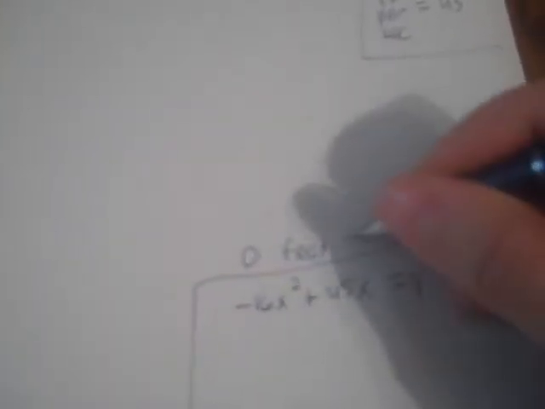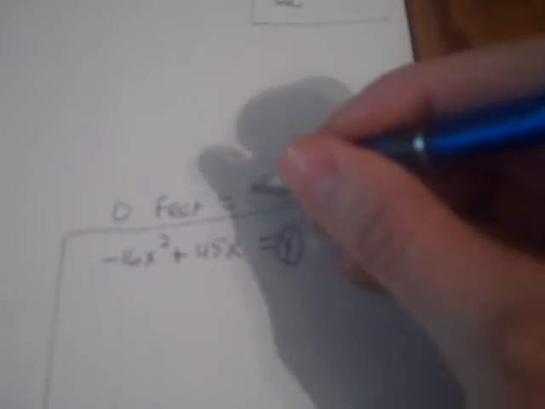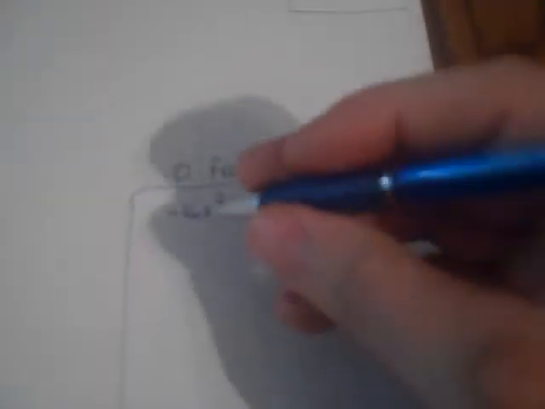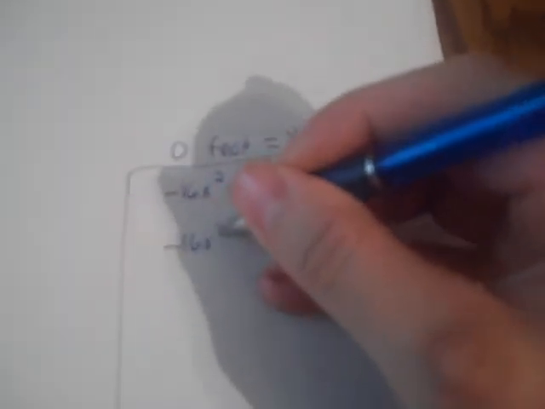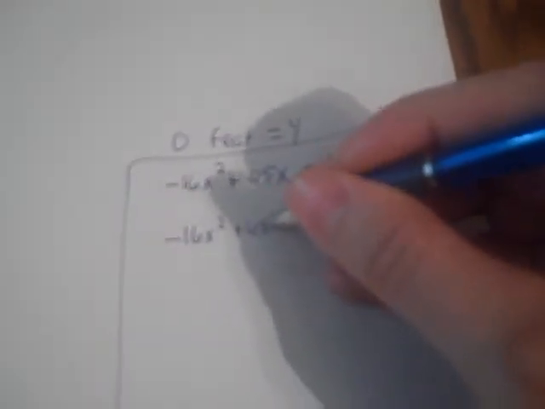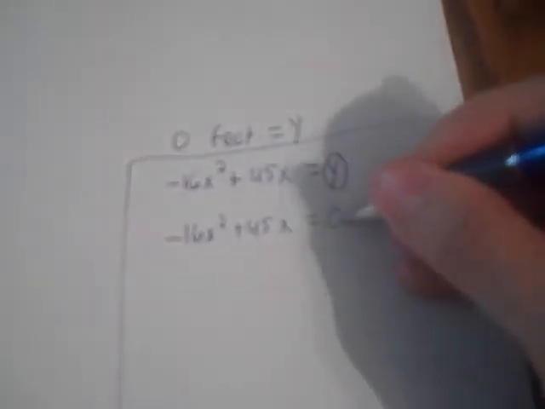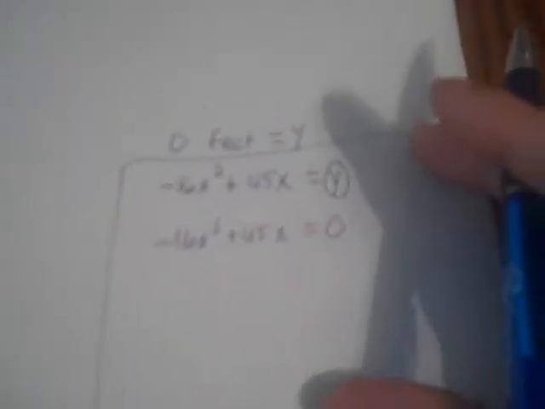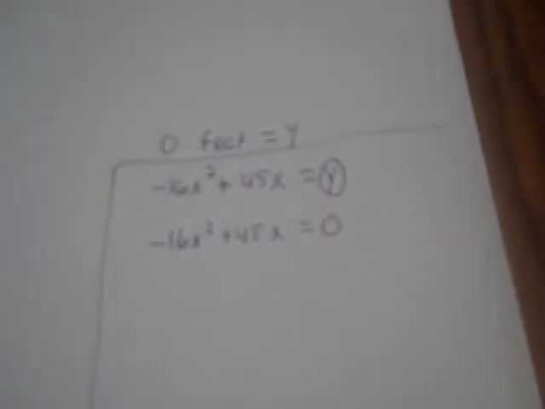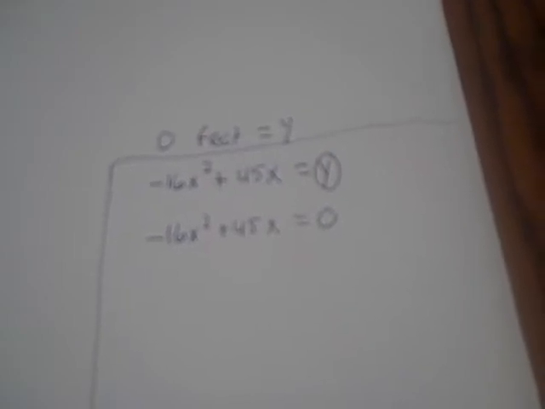Now the replacement value is 0 feet. And what variable do you think 0 feet is going to go in for? Given the fact that we know feet is y, I'm guessing it goes in for y. So I have negative 16x to the second power plus 45x equals 0. Okay, so I need to solve this equation. First off, my first question is how many answers do you think it has? Because we do have x to the second, so I think it has 2 answers.